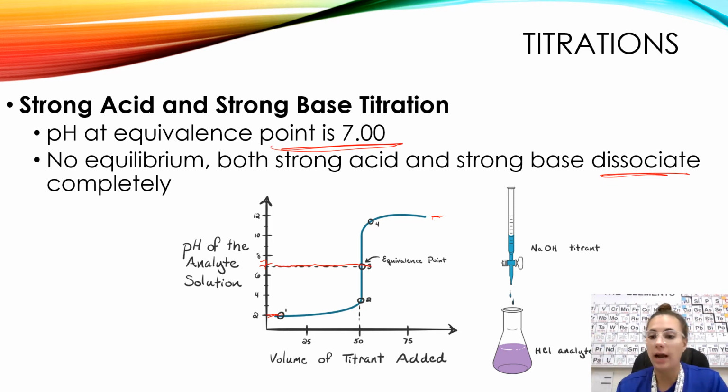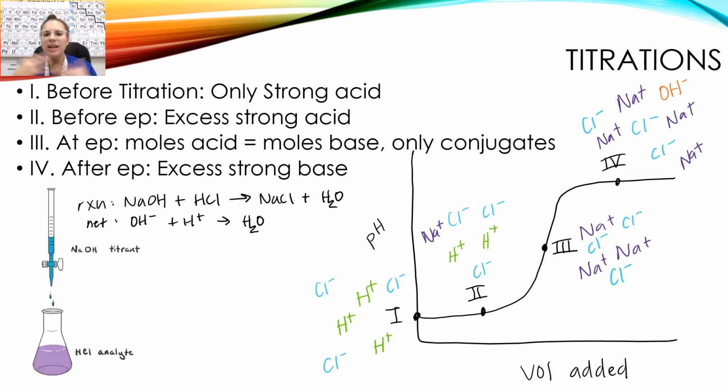Everything's going to fully react because everything fully ionizes. Okay, so what I did here is I tried to write out the species that are present throughout this titration in the different regions. Region 1, as we mentioned before, is before titration has occurred. In this example, we're doing a titration where HCl, hydrochloric acid, is our analyte, and we're titrating with sodium hydroxide. So the full reaction that's occurring is sodium hydroxide plus hydrochloric acid makes sodium chloride and water.